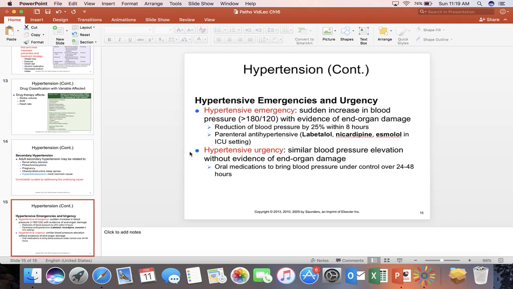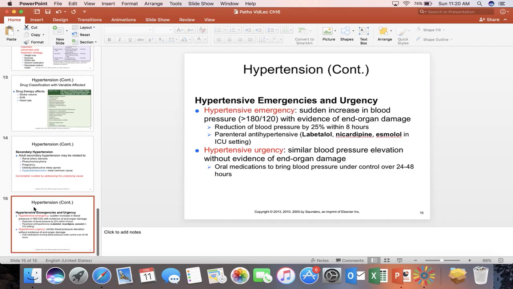Hypertensive urgency is a similar blood pressure. However, you're not going to have end organ damage. Without the end organ damage, the treatment will be an oral medication which brings blood pressure back under control in the time span of about 24 to 48 hours, whereas in the emergency, you need to reduce that blood pressure by 25% within 8 hours.